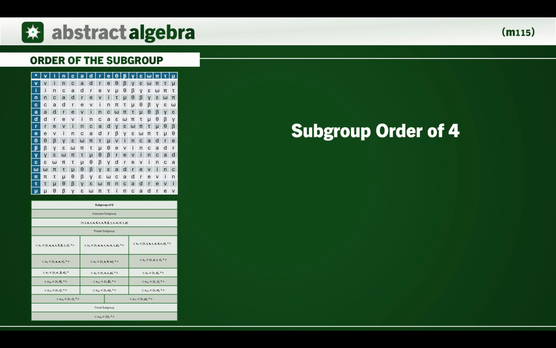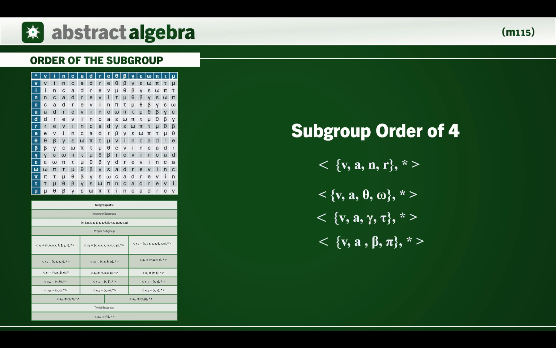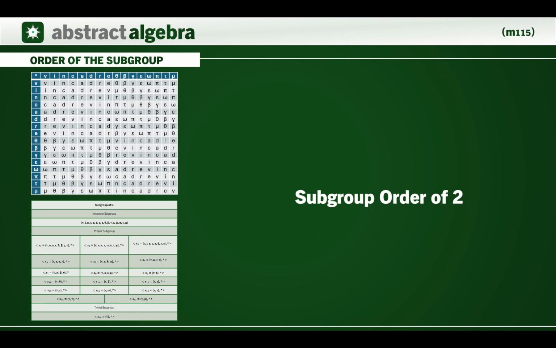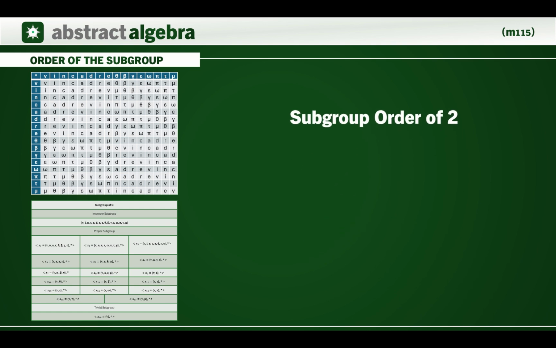Next, we have the subgroups of order 4. We have the set of V, A, and R under the binary operation star. We have the set of V, A, theta, and omega under the binary operation star. We also have the set of V, A, gamma, and tau under the binary operation star. And we also have V, A, beta, and pi under the binary operation star. Also, we have the set of V, A, epsilon, and mu under the binary operation star. Those are the subgroups with the order of 4.